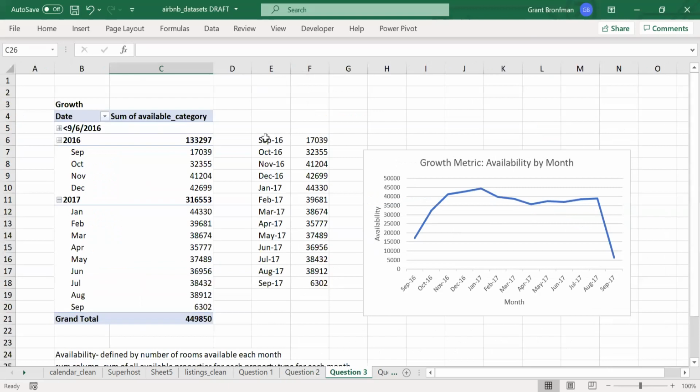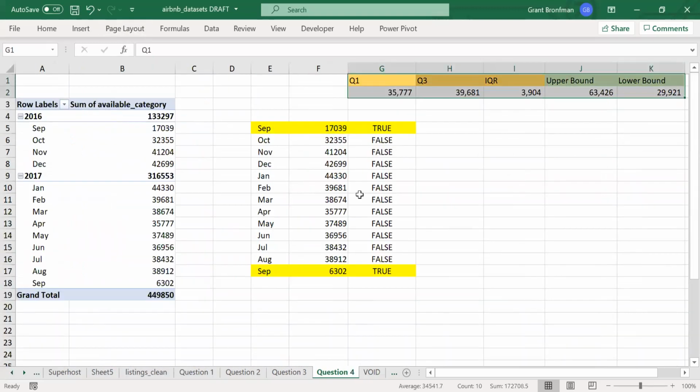For this question, we used a growth metric, which was availability by month. This shows us which months are the most successful, which ones have the lowest availability. The highest availability means that the months of January through July, or the middle of the year, are going to be less in demand. Last, we found the outlier.